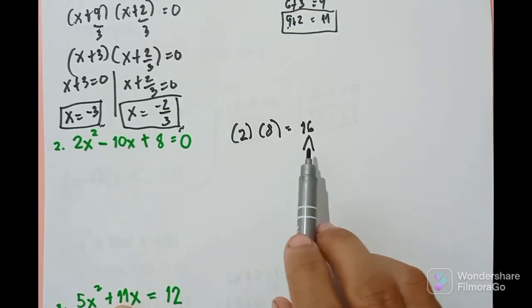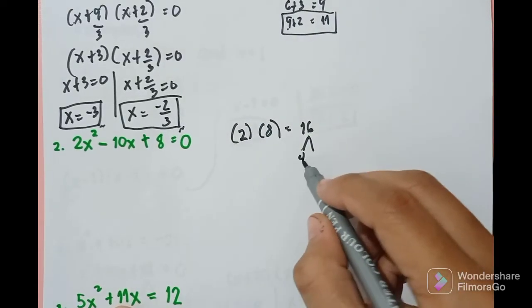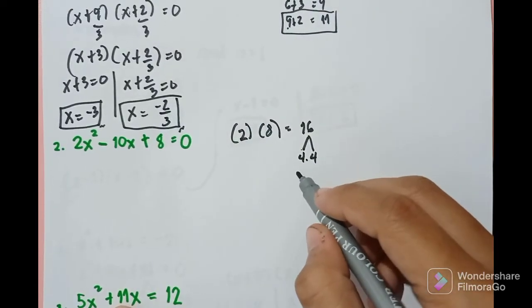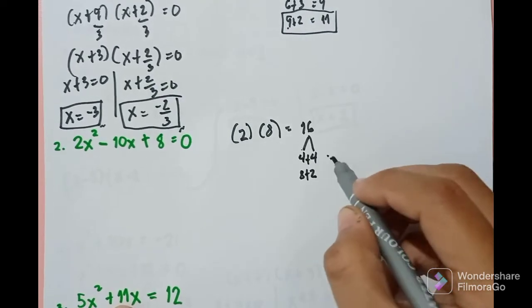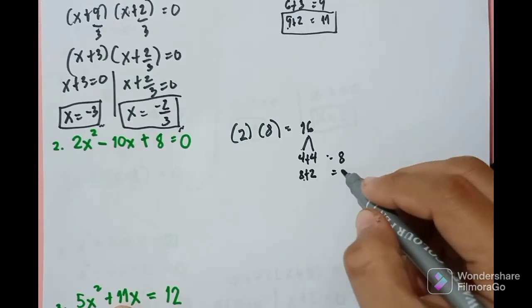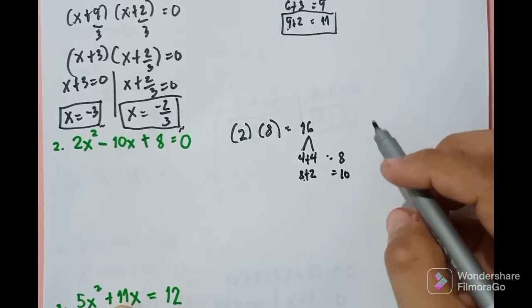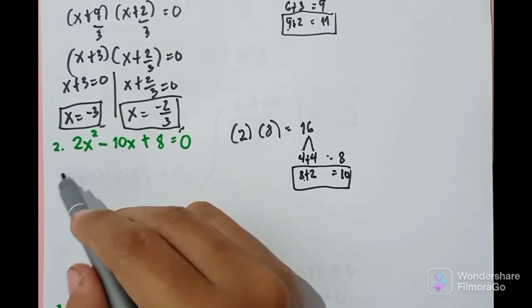So, ano bang factors ni 16 pag pinag-add? Equal kay 10. So, I think, 4 times 4, ano pa? 8 times 2. So, let's add. 4 plus 4 is equal to 8. 8 plus 2 is equal to 10. So, anong factors kukunin natin? Si 8 and 2. So, lagay na natin yung factored form.